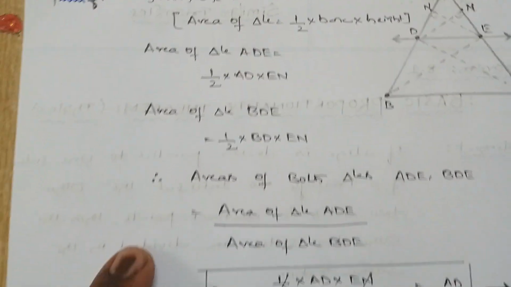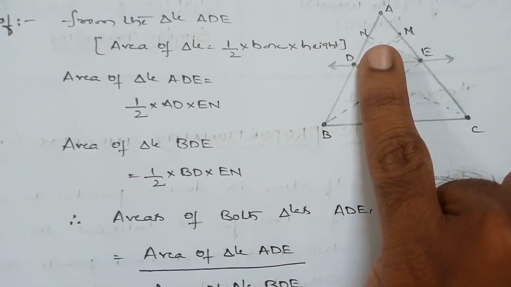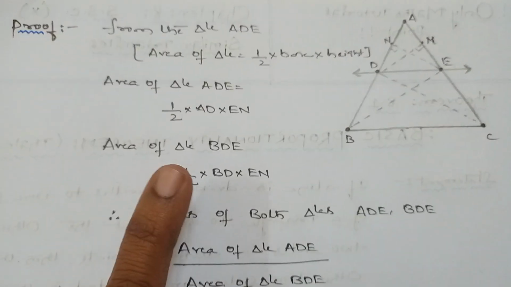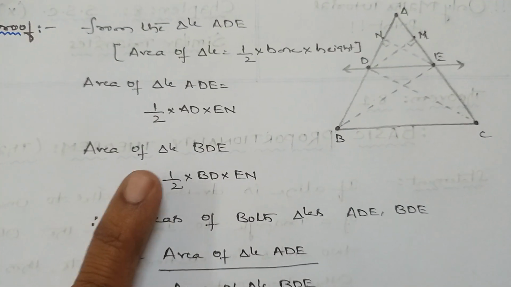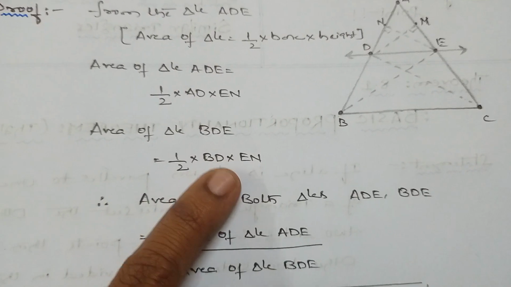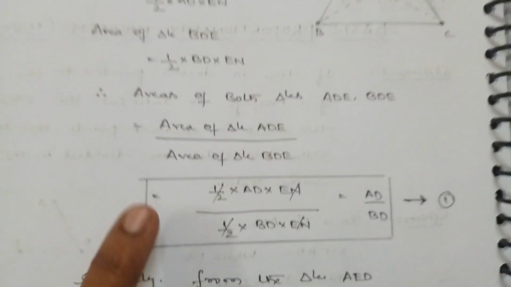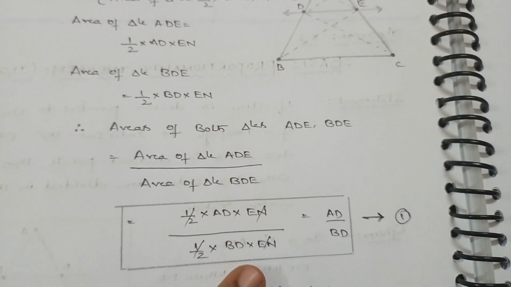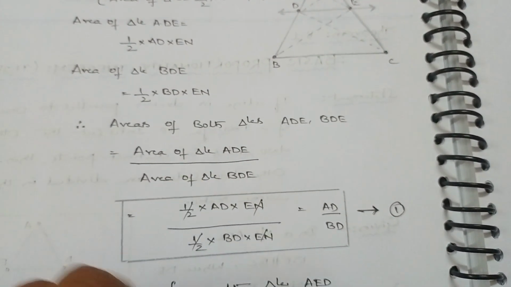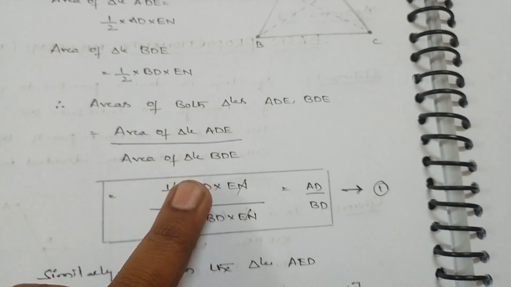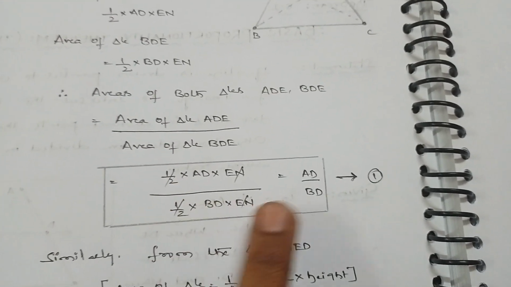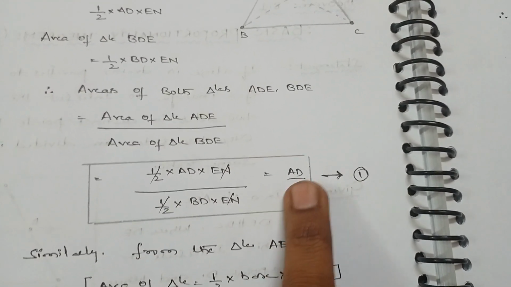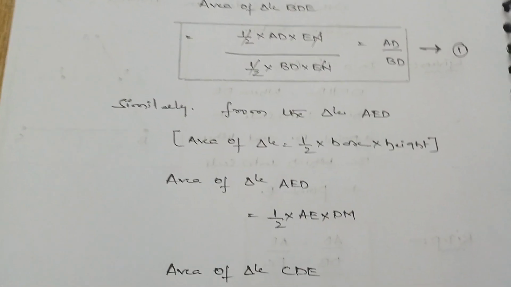Now, taking the ratio of these two triangles, the area of triangle ADE and the area of triangle BDE, what do we get? We get half into AD into EN by half into BD into EN. We take the ratio of the areas of these two triangles, cancel like terms, and we get AD by BD. Keep this as equation 1. So we proved one side, guys.